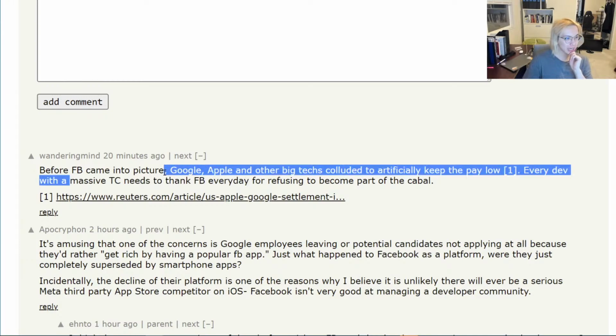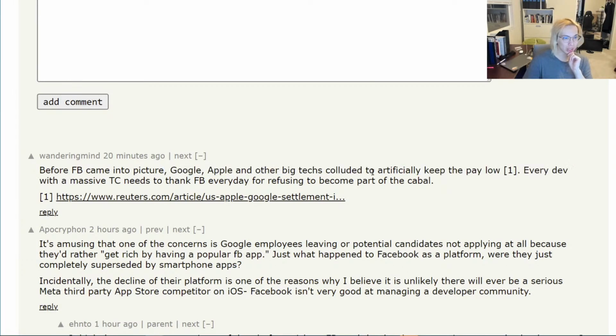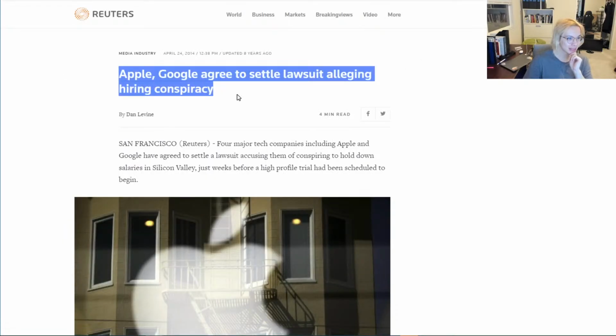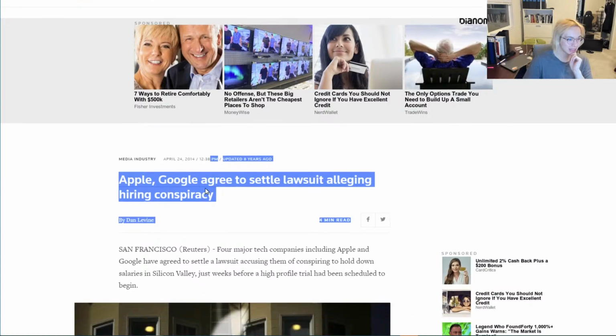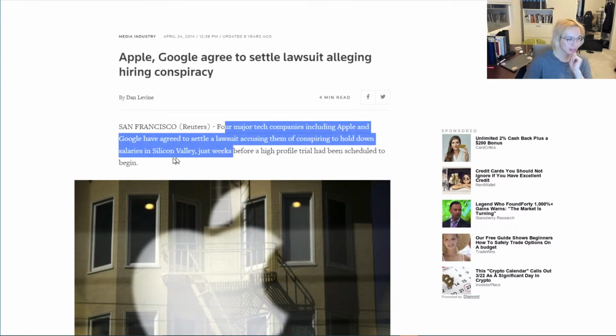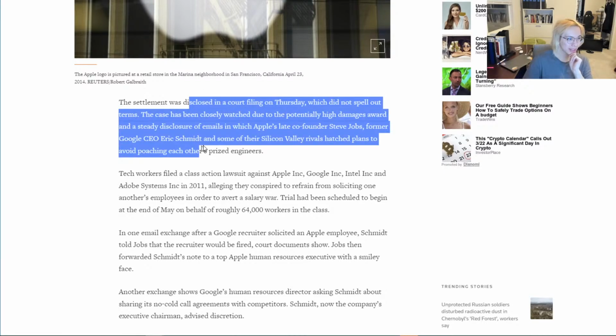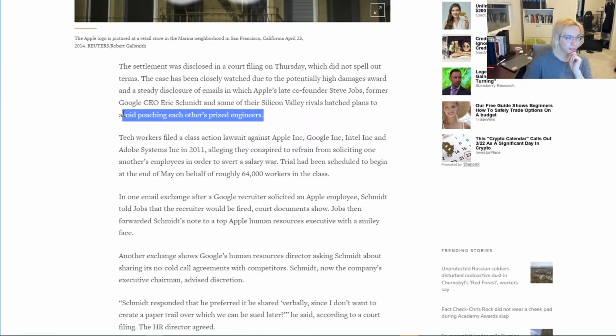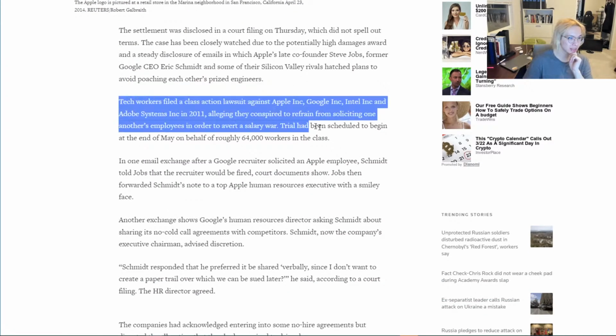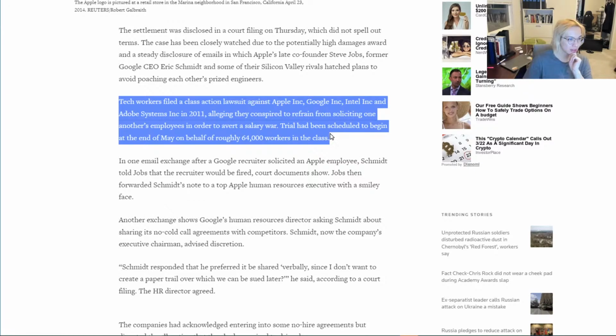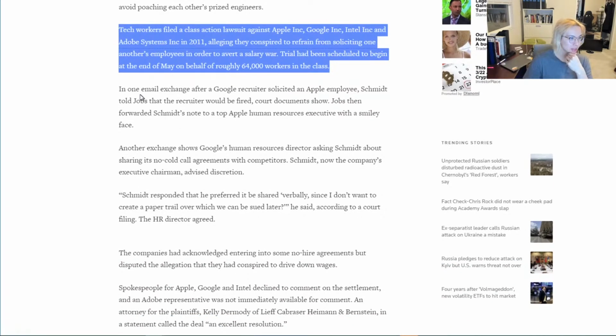Before Facebook was in the picture, Google, Apple, and other big techs colluded to artificially keep pay low. Even every dev with massive total compensation needs to thank Facebook every day for refusing to become part of the cabal. Yo, what is this? Hiring conspiracy? Wow. Hatched plans to avoid poaching each other's prized engineers. All right. Avoid a salary war. Okay.